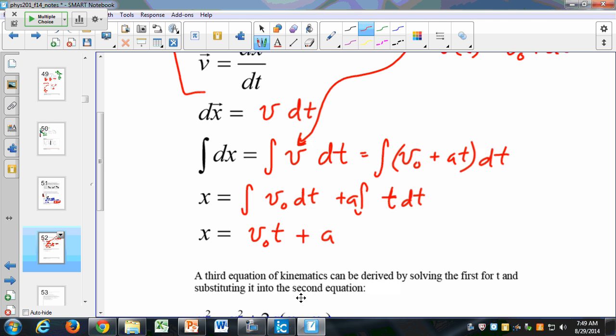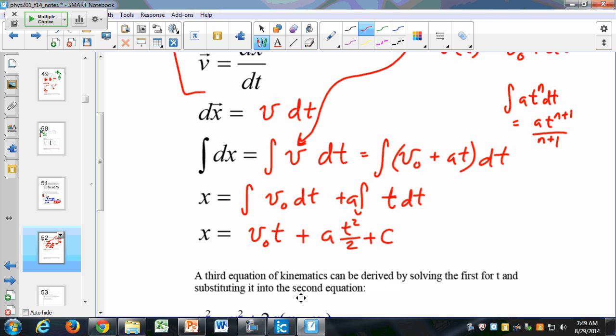Plus a times, what's the integral of t dt? Remember our polynomial rule, the integral of a t to the n dt is equal to a t to the n plus 1 divided by n plus 1. Is that how we wrote it? Or something like that? Yeah. So what's the integral of t dt? t squared over 2. Right, so it's t to the 1 plus 1 over 1 plus 1. So that's t squared over 2.